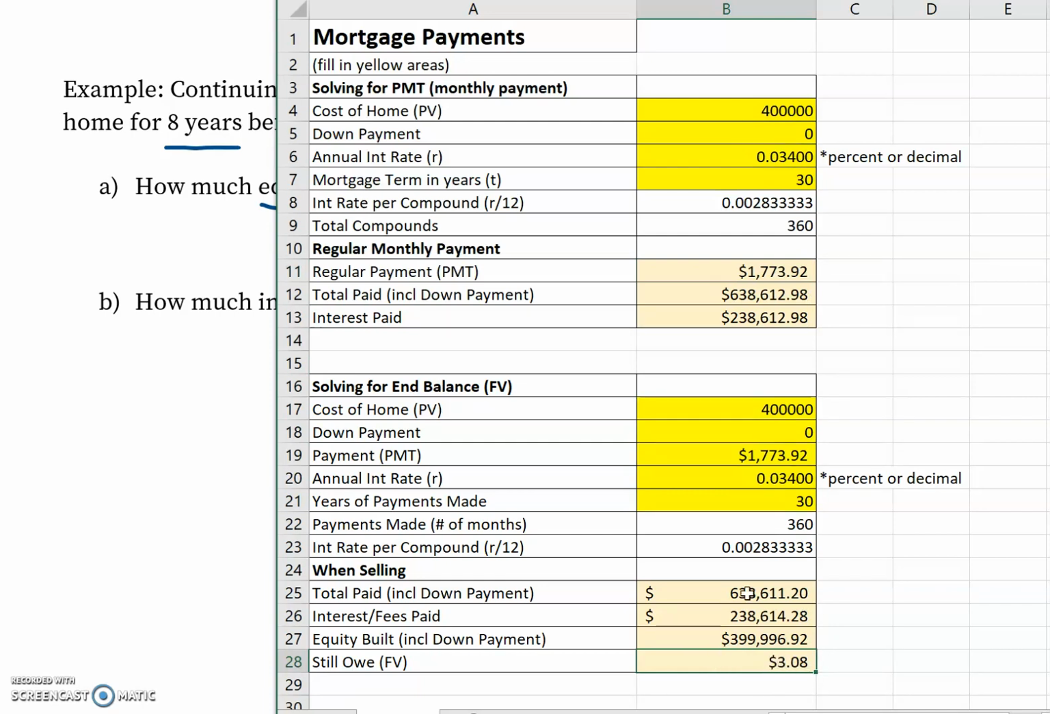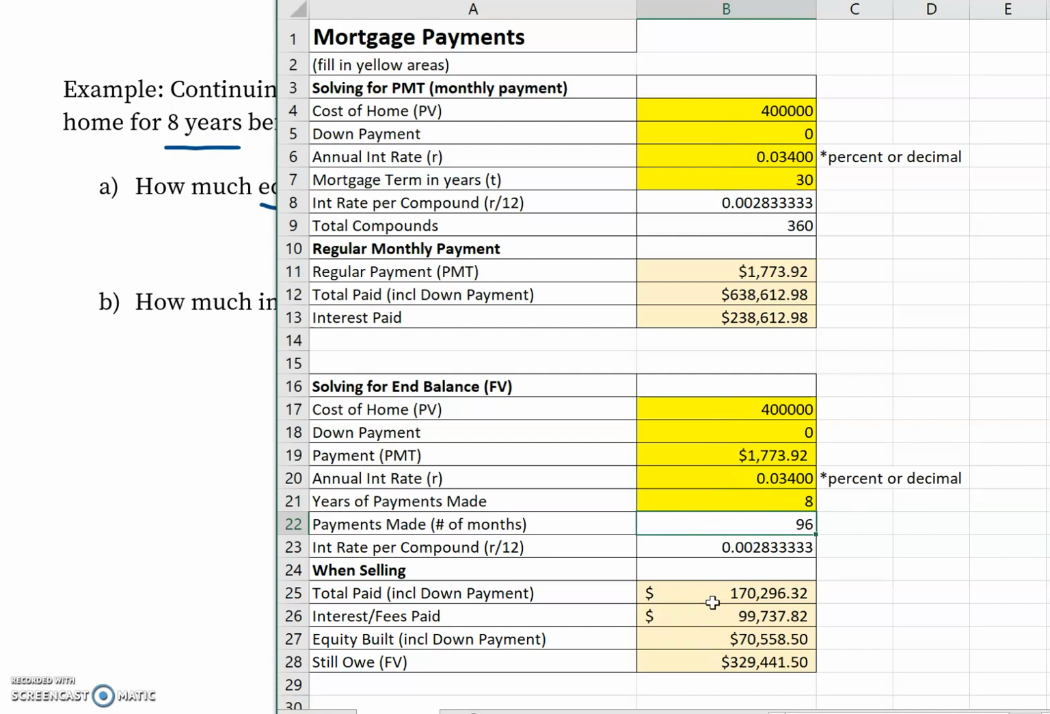But as long as this number is close to 0 when we look at the full term, then it should be fine. And so we go, okay, cool. We don't really care about 30 years. We're not staying the whole time. We're staying for 8 years, right? Very reasonable amount of time. So we have made 96 payments. And so we go, great.